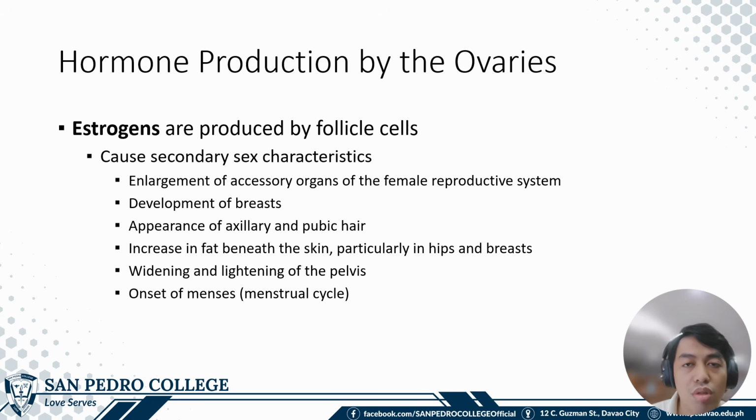The hormone involved in producing the follicles is your estrogen. And the estrogen also is responsible for the female sex characteristics. This includes the enlargement of the accessory organs of the female reproductive system, the development of the breasts, appearance of axillary and pubic hair, the increase in fat beneath the skin, particularly in the hips and breasts, the whitening and lightening of the pelvis, and the onset of menses.